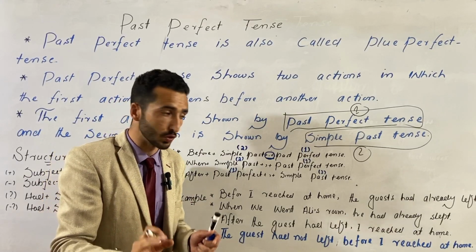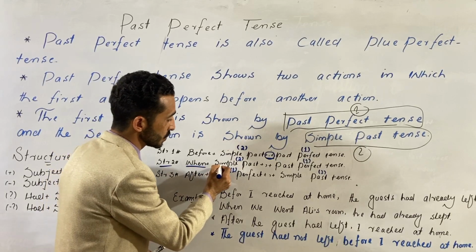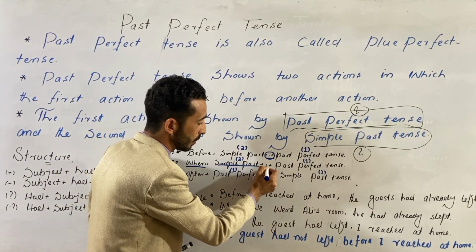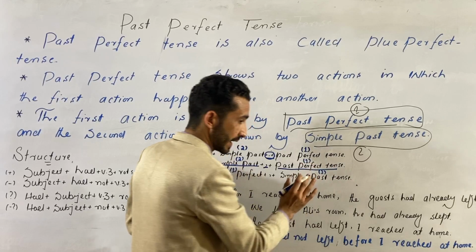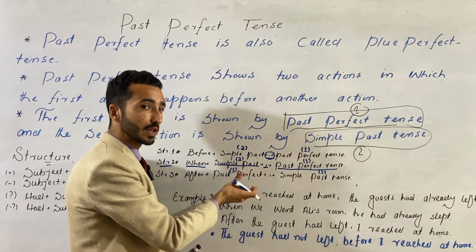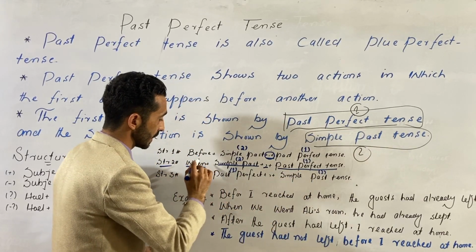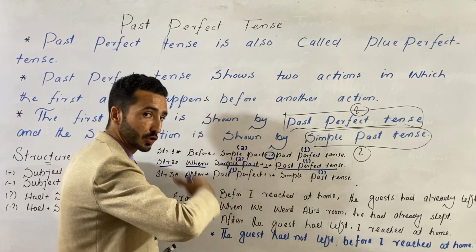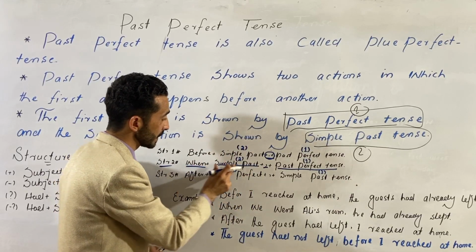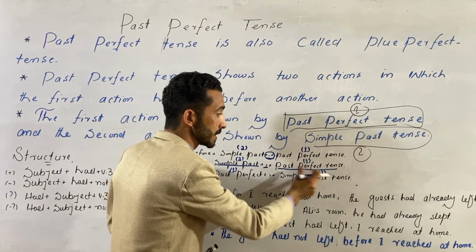I hope it's clear to you all. Then come to the second structure. First we use when, then we use simple past tense, then comma, then past perfect tense. Clear? Past perfect tense shows the first action and simple past tense shows the second action. If you use past perfect tense first, then you will have to just change the position. The position of when plus simple past tense should come second, and first you need to use past perfect tense.